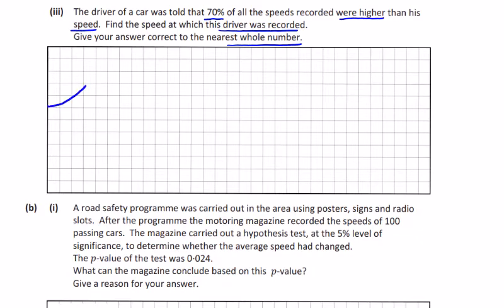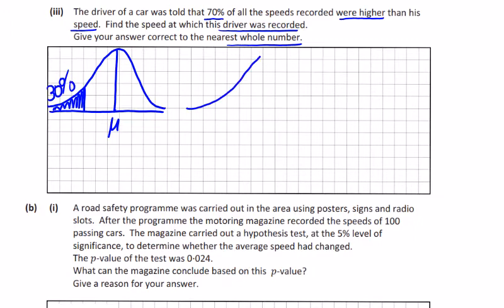Okay, quick sketch to help us. Where's this driver on this distribution? If the average is here, 70% were higher, so he's over here in this bottom 30%. So we need to get a z-score that represents, because we always go right to left, here's my average, a z-score where the 30% is in here.